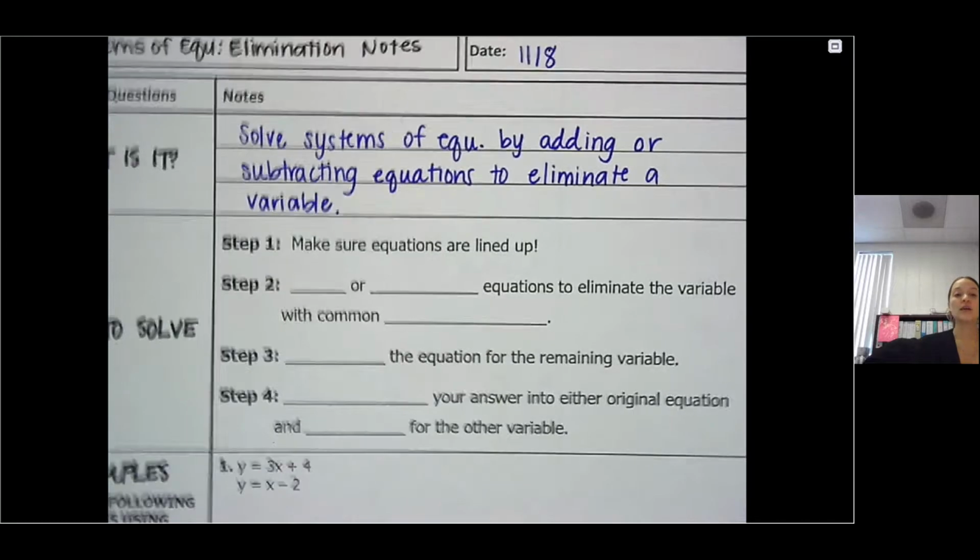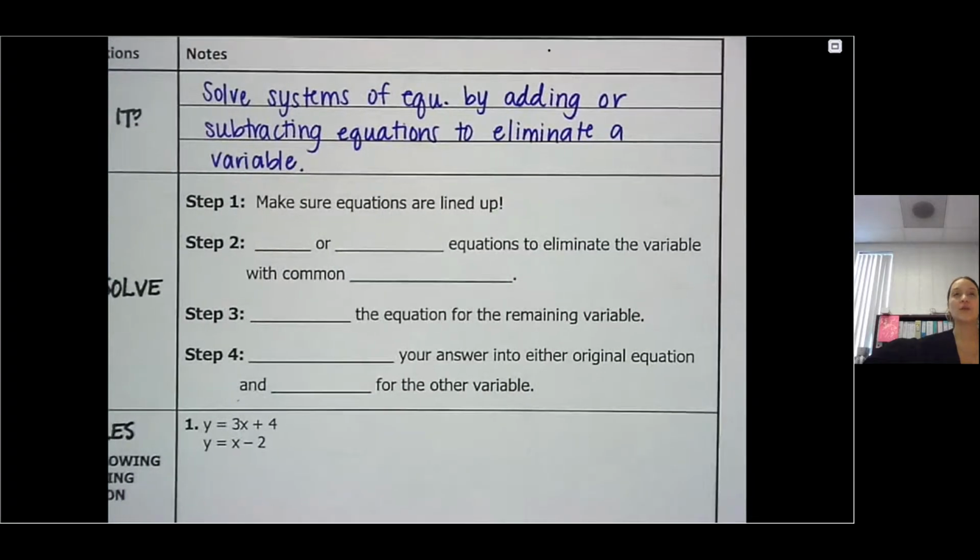So just like we had different steps for solving for substitution, there are different steps to solve for elimination. So step one, you have to make sure the equations are lined up. That means they have to look the same. So if you put your x first in the first equation, it better be first in the second equation. They have to all match up.